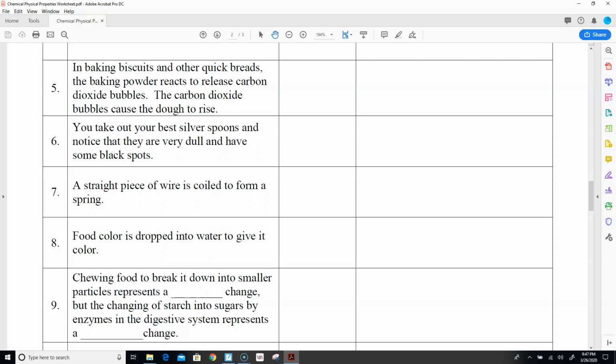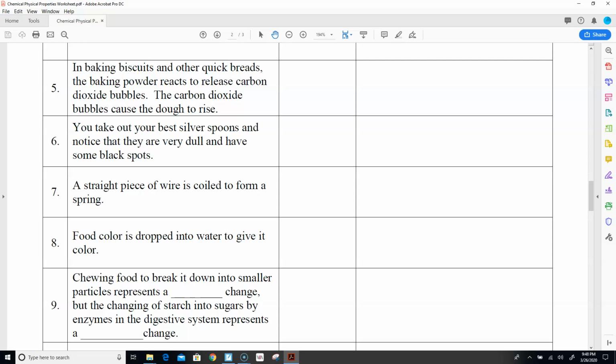Number 7, a straight piece of wire is coiled to form a spring. That's physical because it's still the same metal. It's just in a different shape. Number 8, food coloring is dropped into water to give it color. That's actually physical, believe it or not, because it's the color of the food coloring. It's just dispersed throughout it, but it's still the same substance.